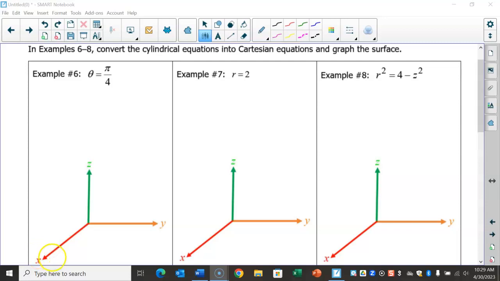Hi guys, welcome back. Today we're going to talk about cylindrical equations, and the first thing we're going to do here is look at these three pretty basic equations and just talk about what they look like, the graph of the surface for this.